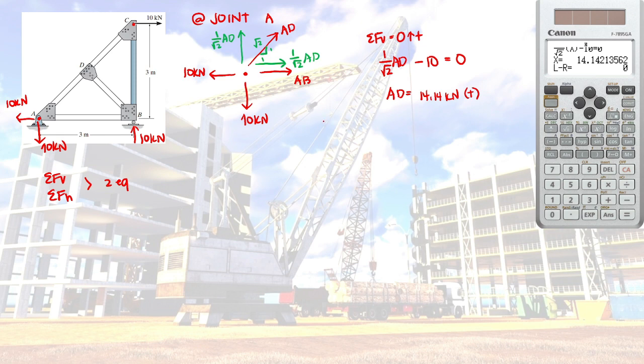Okay, so next is summation forces horizontal equals 0, right positive. So we have here negative 10 going to the left, then we have this one, plus 1 over square root of 2 AD, then plus AB. There are no other horizontal forces, so this would be equal to 0. But we already solved AD as equal to 14.142. Sorry, 14.142.